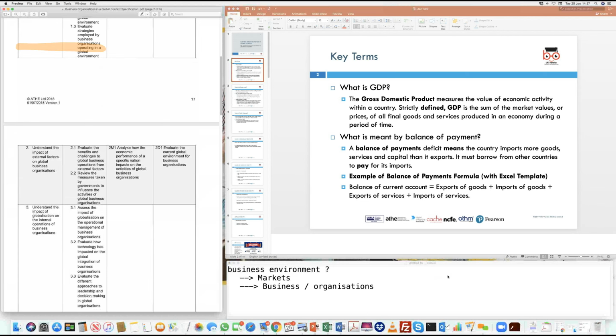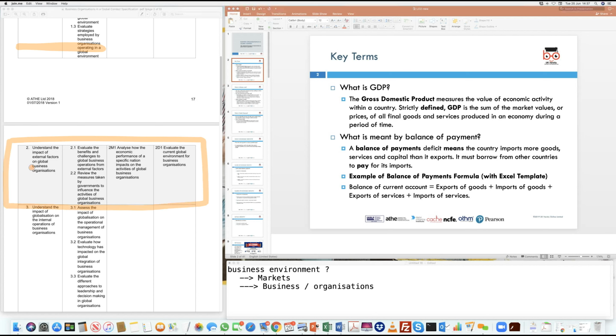In learning outcome 2, we are essentially today looking to study this particular learning outcome. In the first one, we are looking at understanding the impact of external factors on global business organizations. Let's look at the key terms first, and then we will go into the assessment criteria, which is to understand benefits and challenges. We look at what measures the government can take to improve business activities.